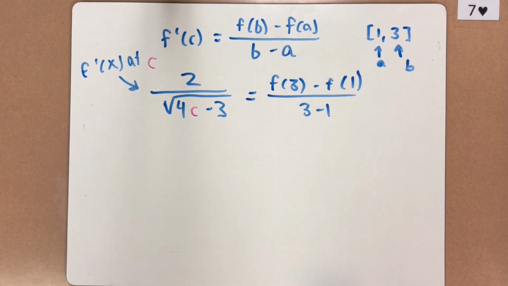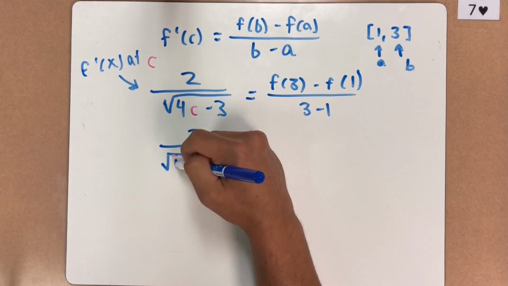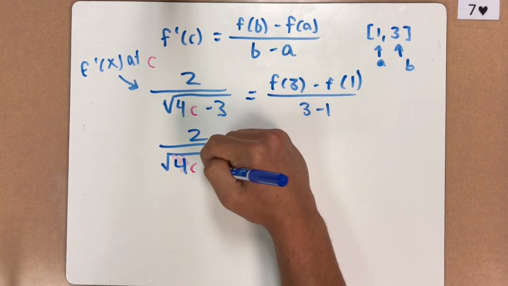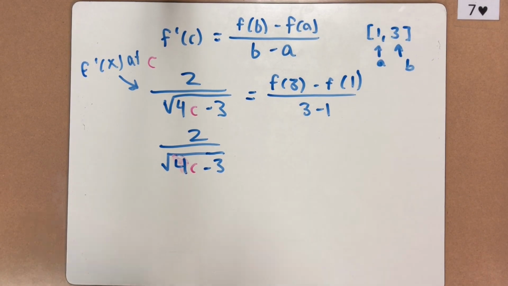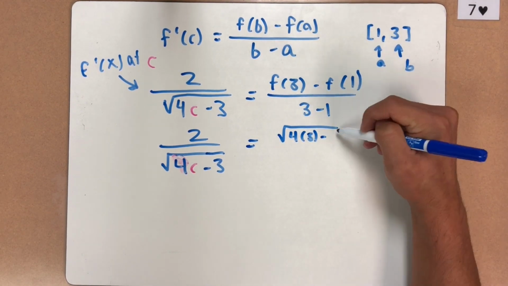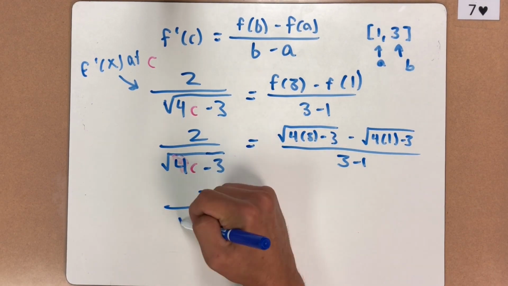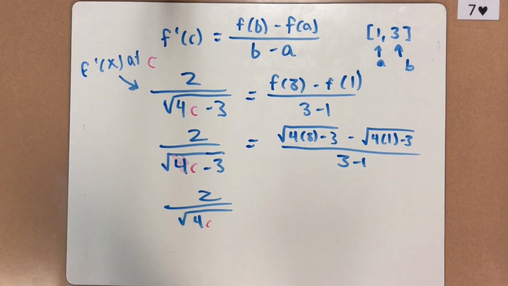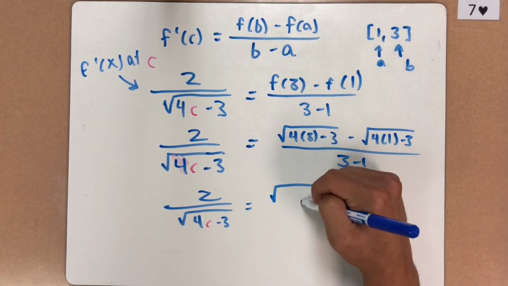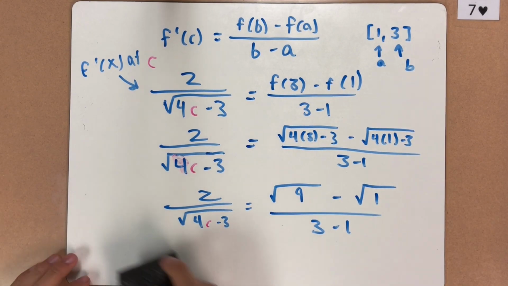2 over the square root of 4c minus 3 is equal to the square root of 4 times 3 minus 3 minus the square root of 4 times 1 minus 3, all over 3 minus 1, which is 2. 2 over the square root of 4c minus 3 is equal to the square root of 9 minus the square root of 1 over 2, or when simplified, 3 minus 1.